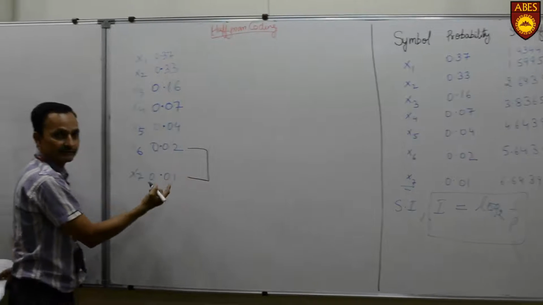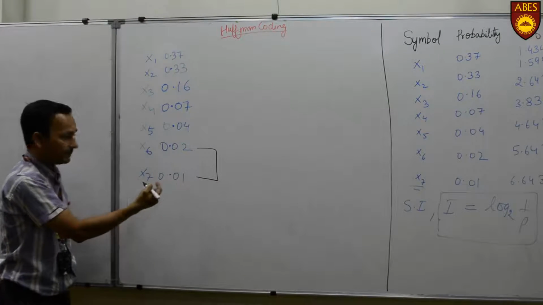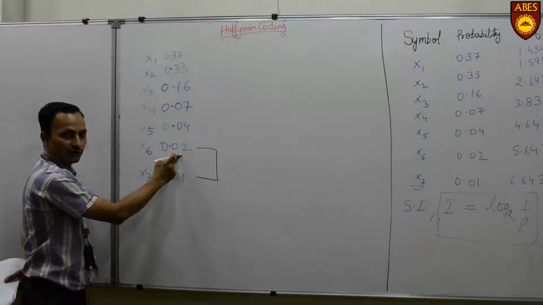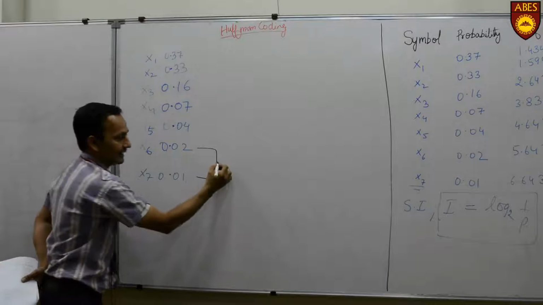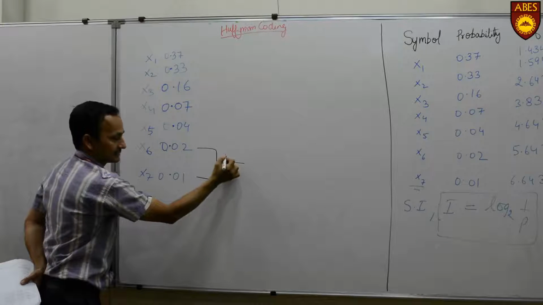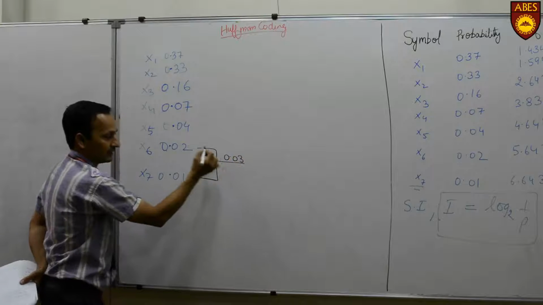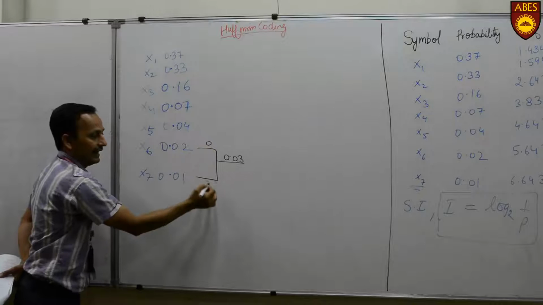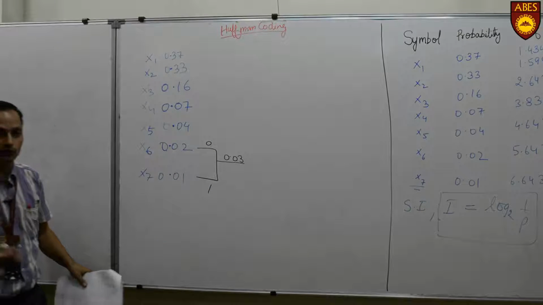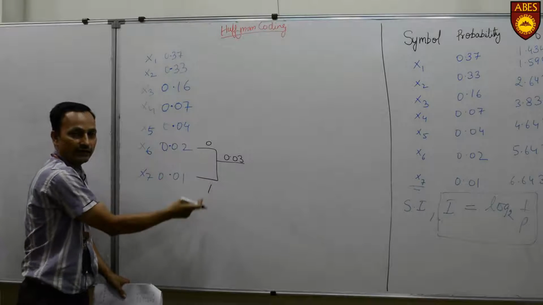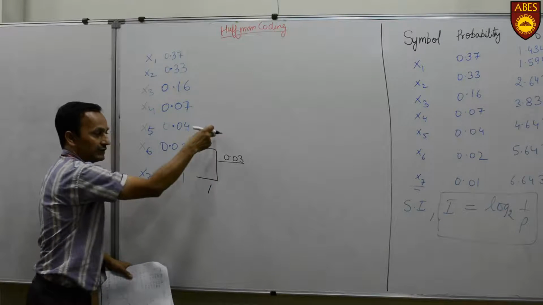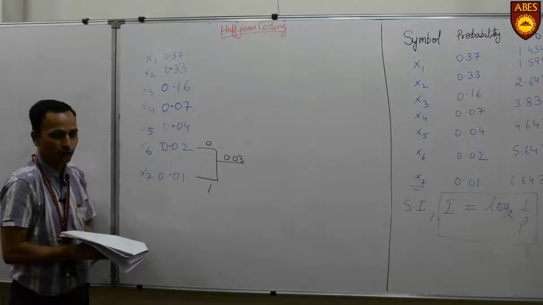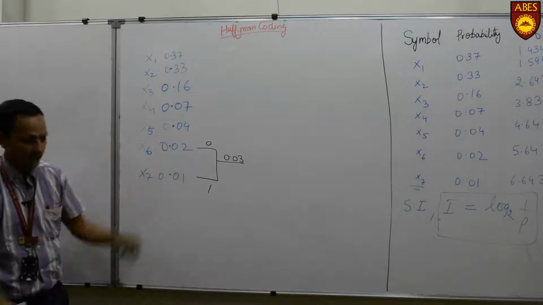We have to take the last two symbols which have the minimum probabilities, which are 0.01 and 0.02. We have to add these two, and the sum comes out to be 0.03. Now after getting the sum, we have to assign 0 and 1. I can take 0 or 1 like this also, but there should be a particular order that we have to follow to encode the symbols.